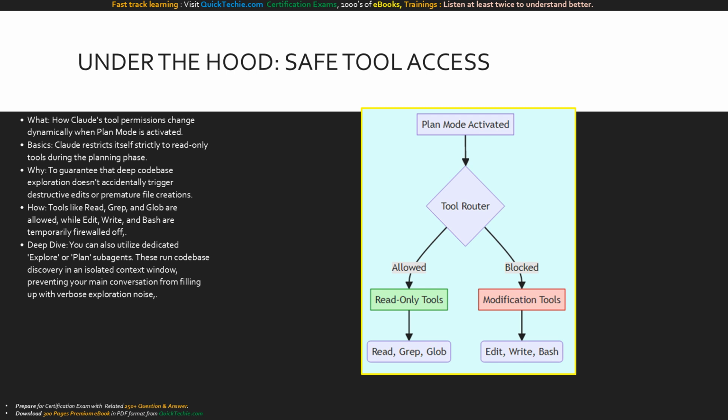Observe the tool restriction architecture in this diagram. When plan mode is engaged, the execution engine strictly routes permissions to the read-only tools cluster, utilizing glob, grep, and read. The modification tools, such as edit, write, and bash, are completely firewalled off. This strict separation of concerns is what makes the planning phase 100% safe.